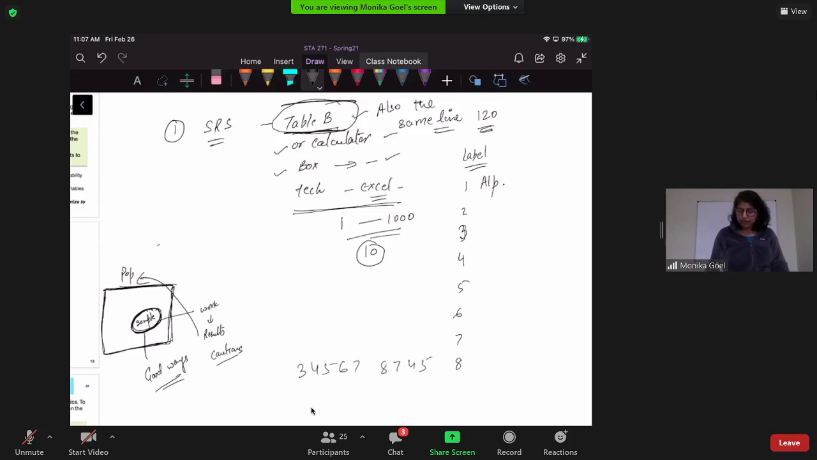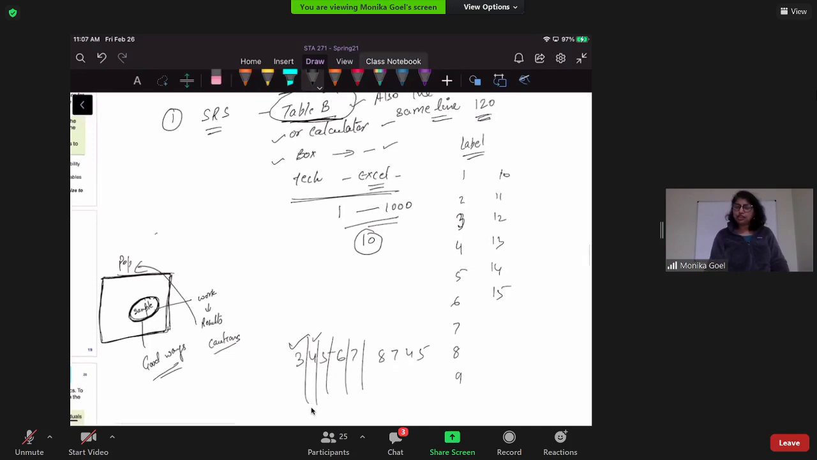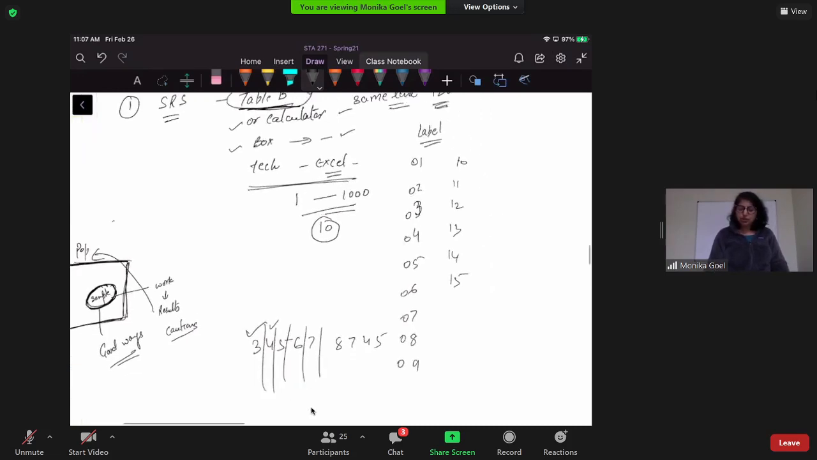Let's say this is my line. I do that partition after every one digit and see if each is in my population, and then I can take accordingly. But if I'm working with 2 digits, let's say I have 15 and out of 15 I need to pick 2, I need to label everything with 2 digits by adding a 0 in front, and then I can do it.